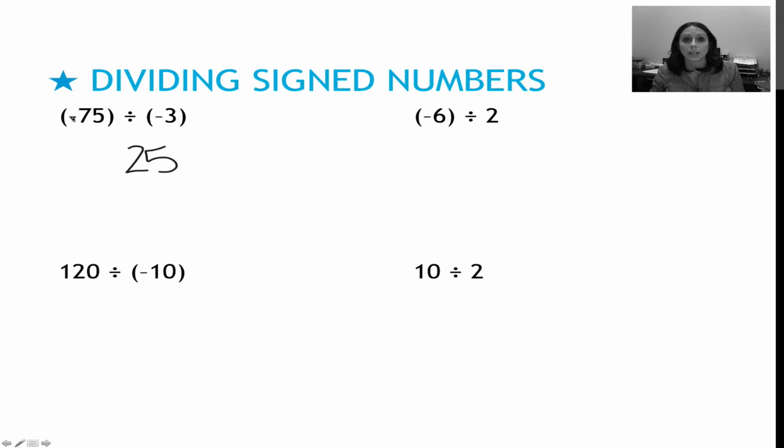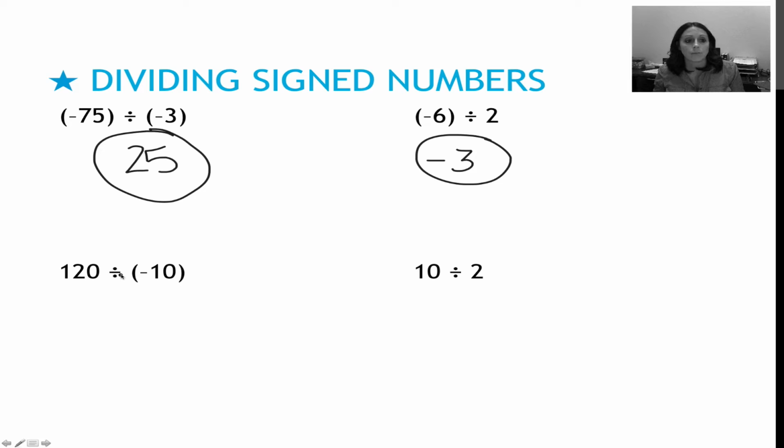And then I'm going to look at my negatives. So I have two negatives. Those two negatives come together to make a positive, so my answer is positive 25. Next, negative 6 divided by 2. Notice I'm ignoring the negative sign, so 6 divided by 2 is 3. And then I'm going to look at the negatives and say a negative and a positive. There's only one negative, so my answer is negative 3.